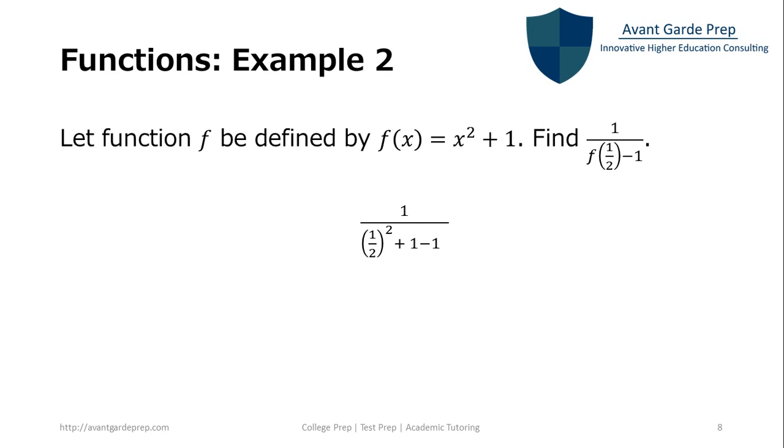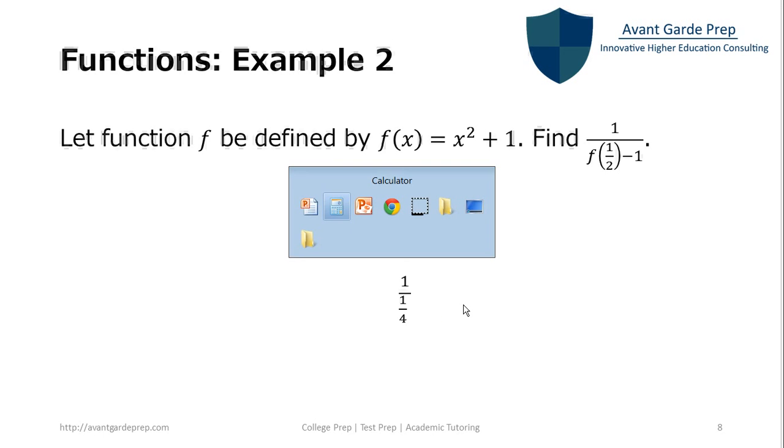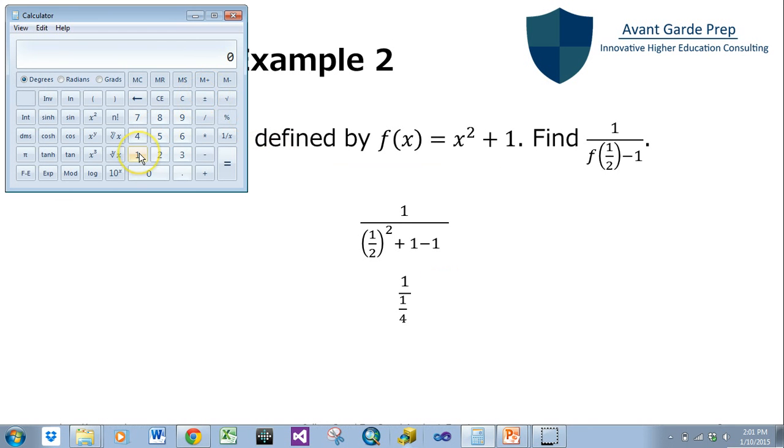So here we substitute in our rule, 1/2 squared plus 1 minus 1. So then we can simplify this. 1 minus 1 is 0, and 1/2 squared is 1/4. We'll go ahead and get our calculator out, and we'll square 1/2. So 1 divided by 2 equals 0.5. Squared equals 0.25, which is the same as 1 over 4. So we'll do 1 divided by 4 equals 0.25.